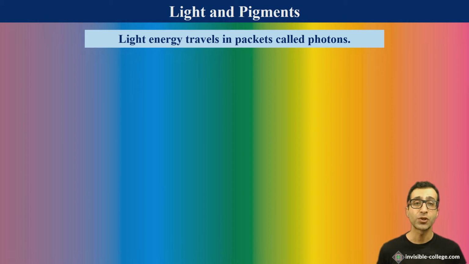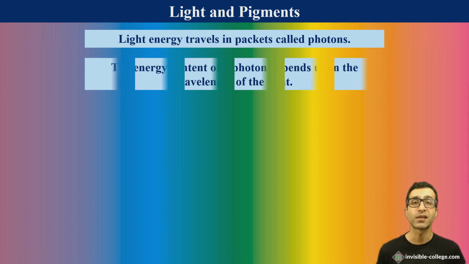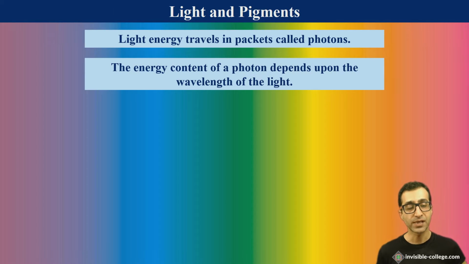So the energy content of one of these packets, or one of these individual quanta of light, depends upon the wavelength of the light. The reason for this is that the energy carried by any kind of electromagnetic wave is given by the equation E equals h multiplied by f. So E is equal to a constant, Planck's constant, multiplied by the frequency of the wave.